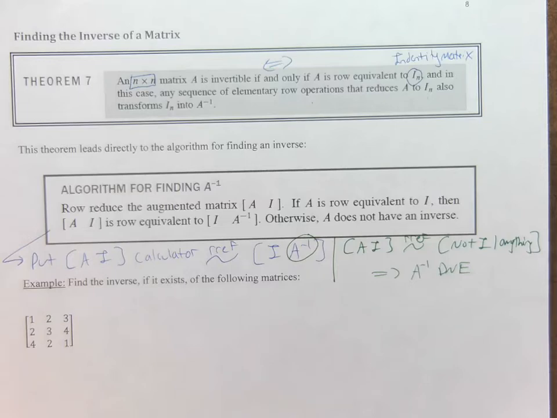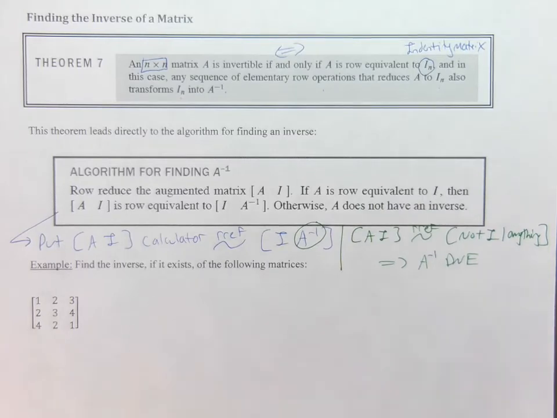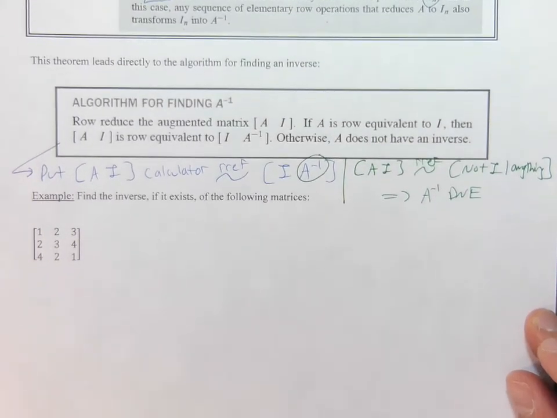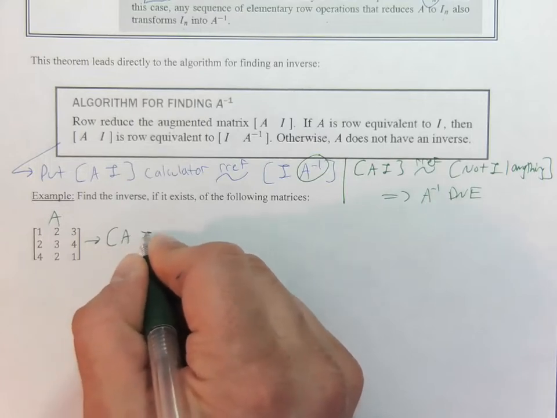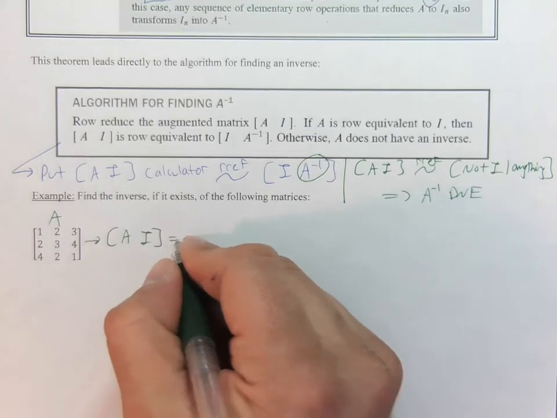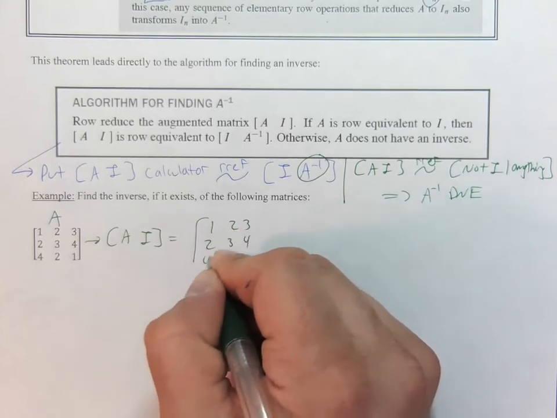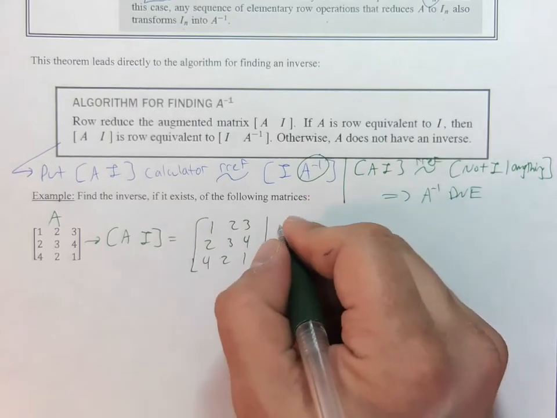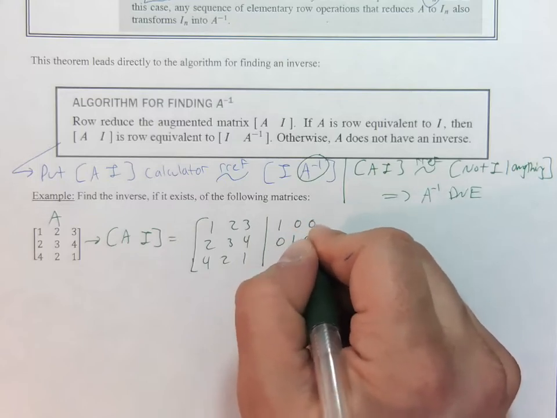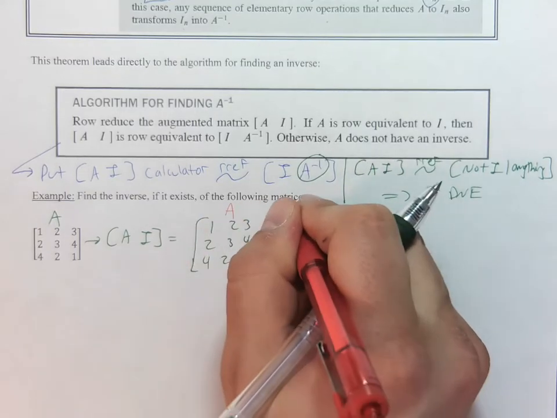Okay, so let's do a couple. It's really straightforward to do. So let's find the inverse, if it exists, of these matrices. This is our matrix A. Let's see if it's got an inverse. Let's put it into a matrix with the identity matrix. Let's do A I. So that would be 1, 2, 3, 2, 3, 4, 4, 2, 1. There's A. And then I'm going to put it into a matrix with the identity: 1, 0, 0, 0, 1, 0, 0, 0, 1. So there's A. There's I.